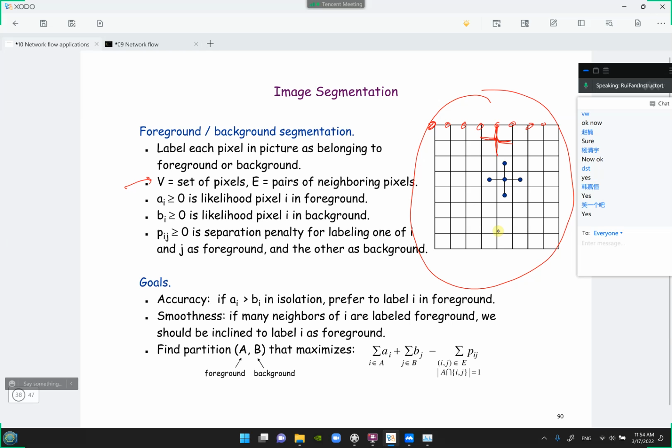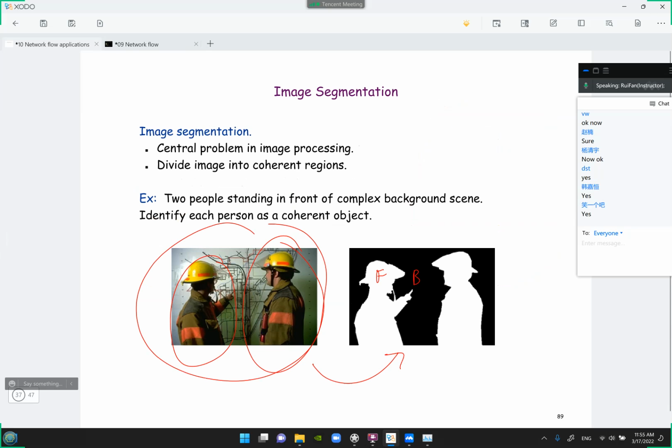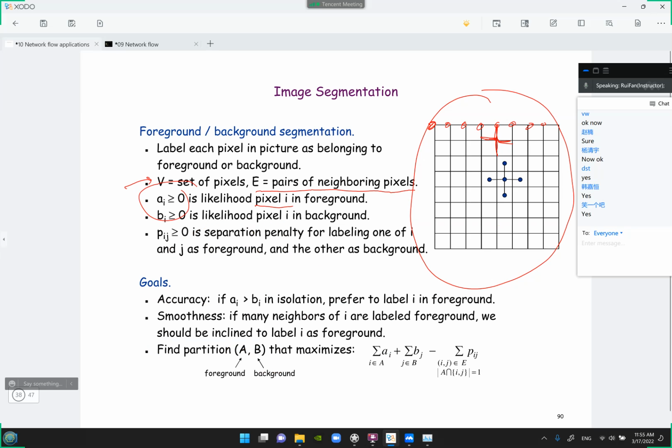And we're only going to make edges between neighboring pixels. Now for each pixel, let's say that you have some sort of probability. Somehow you can compute a probability that it's in the foreground. For example, maybe the foreground pixels are brighter. Somehow you compute a probability that it's in the foreground, and you compute another probability that it's in the background. Maybe it's dark or something.